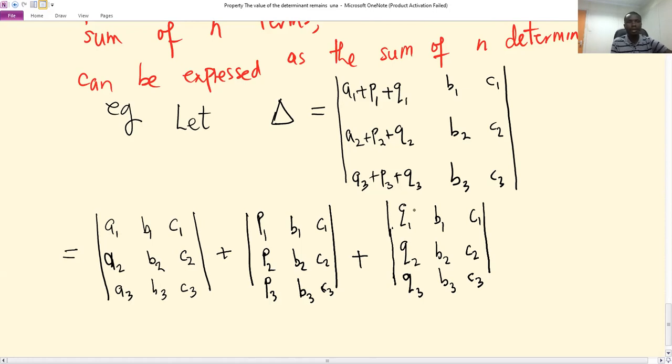So in the next session we will be doing examples on how to apply these properties we have stated in this session. Thank you.